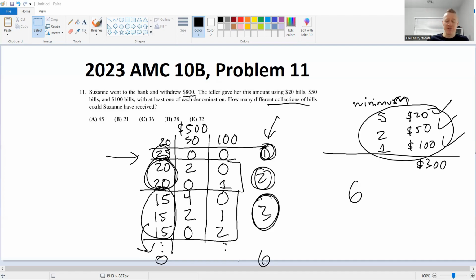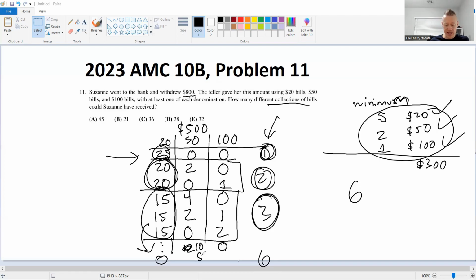Why do we do this? To save time. We don't want to list everything out. So now if I have 0 20s, what's the maximum number of 50s I could have? Okay, you would have to have 12 50s. That's $600. I'm sorry, we want 500, so 10 50s. And you'd have to have 0 hundreds.